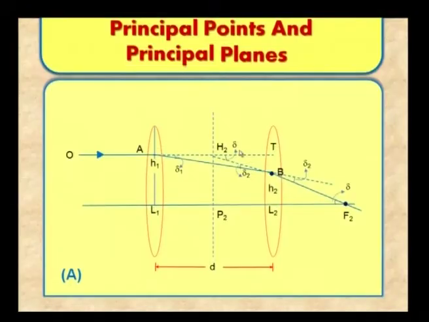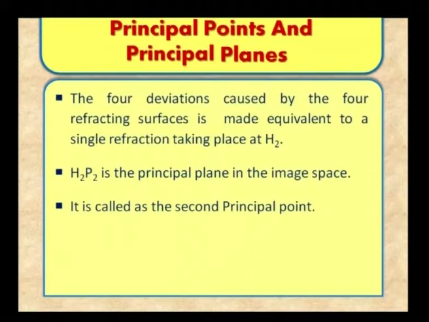So, the two single lenses can be replaced by a plane, which is a hypothetical plane. It is only a conceptual plane, not the actual one, which makes an angle of deviation delta, so that the light ray comes to the focal point F2. Is that right? So, instead of the four refracting surfaces giving rise to an effective deviation, and the light ray coming to F2, that is equivalent to a single refraction taking place at the point H2, which I showed you here.